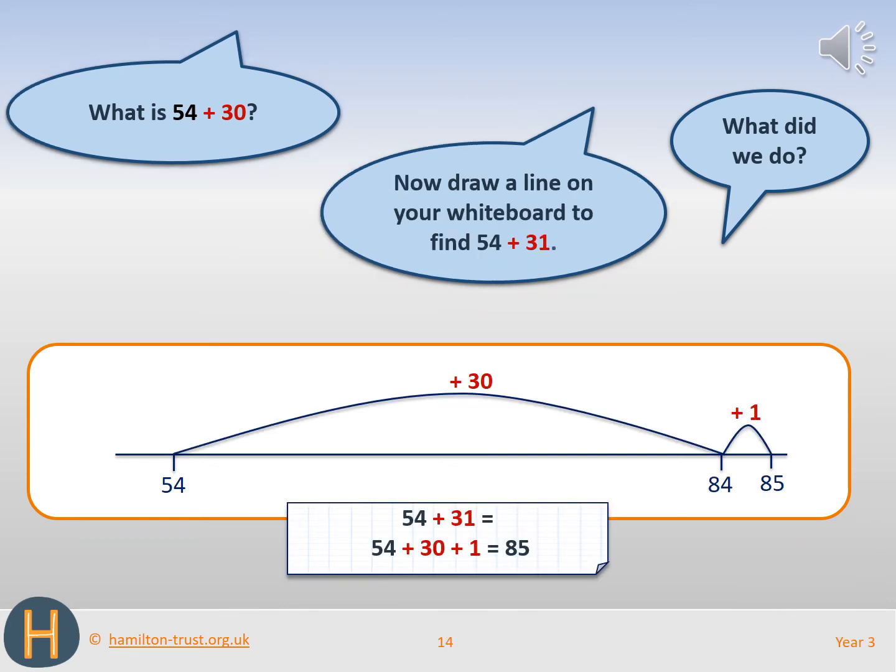So looking at the method and the answer, 54 add 31, if you can remember we have to add on 30, and 31 is 1 more, so we add 1 more to the end. So 54 add 30 equals 84 and 1 more is 85.